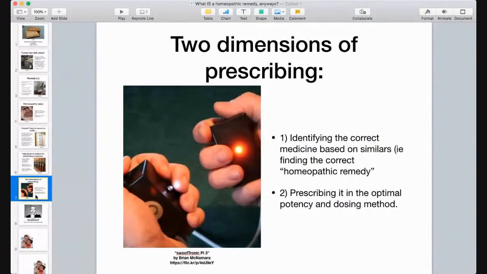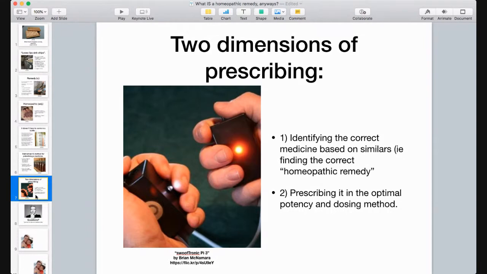And I've kind of alluded to this. There are 2 dimensions to the prescribing. Number 1 is the diagnosis based on similars, the law of similars. So when you diagnose a particular disease in your patient, what you're looking for is a medicine which will produce a very similar set of symptoms, or other functional disturbances or conditions which are produced by that medicine and are similar to the case of disease in the patient. So that's number 1. You have that similarity.